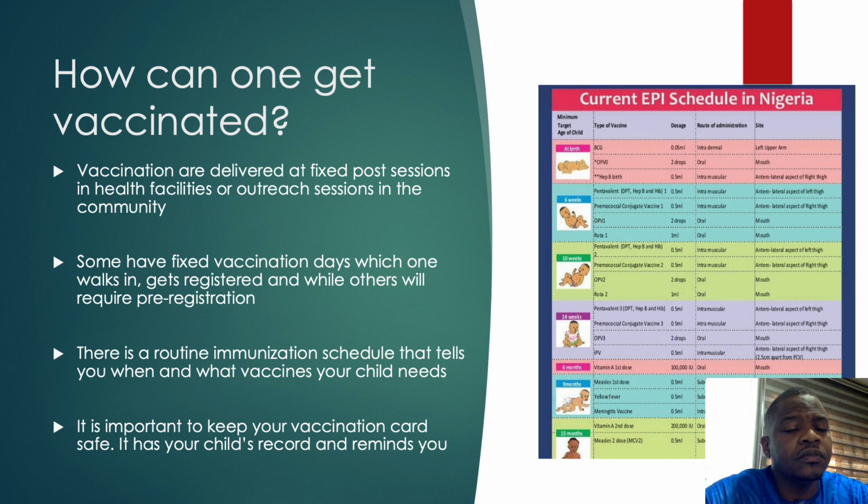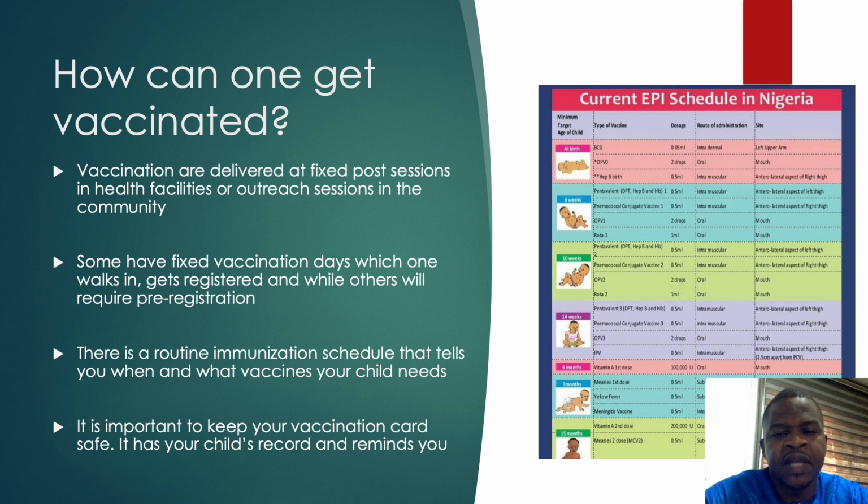So it's important that you call your healthcare provider to find out where the vaccination will take place, on what date and what time. You can also check online for schedules or ask your health provider. Most countries have their immunization schedule. This is for Nigeria, and when you look at the schedule, it informs you on what vaccines are given at what time, where it's given, and all that.